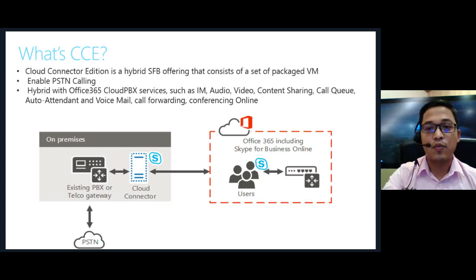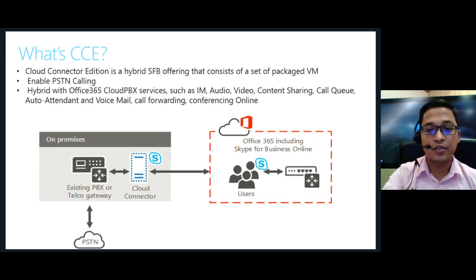At the same time, you would like to have the Skype for Business and Cloud PBX features such as audio, video, content sharing, auto attendant, voicemail, call forwarding, online conferencing, all that. These are all Skype for Business Online features. You would like to integrate the Skype for Business Online features and also have PSTN calling together. In this case, CCE comes into the picture. CCE will allow you to have PSTN calling at the same time, making full use of, or leveraging on, the Skype for Business features.